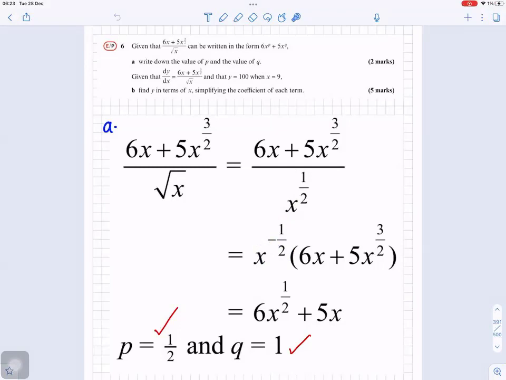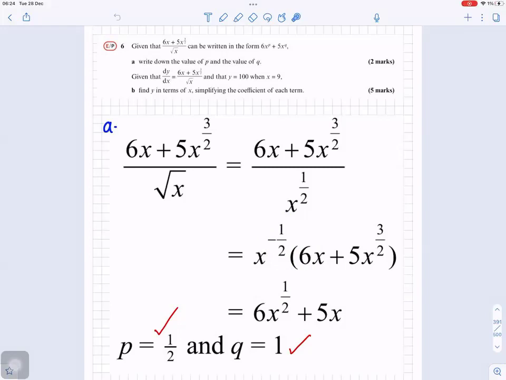Now you remove the bracket. x to the minus a half times 6x and x to the minus a half times 5x to the 3 over 2. So when you multiply this times 6x, this is x to the power 1. So it's minus a half plus 1, which gives you a half. 1 minus a half is a half. And the 6 times x is just 6. The 6 would be out there, and the x will become x to the power half.